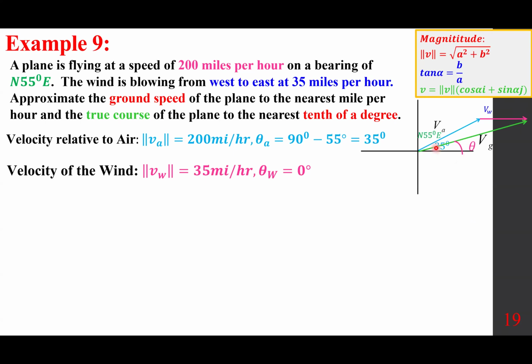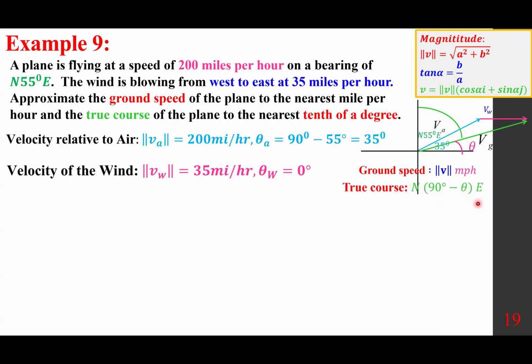The ground speed, this V sub g, this is the ground speed. The magnitude of that would be the ground speed. And the true course, we have to find this angle. So the magnitude of this one is the ground speed. And if we find this angle, we are going north, 90 minus theta, going east. So north, 90 degrees minus theta going east. I hope everybody's following that.